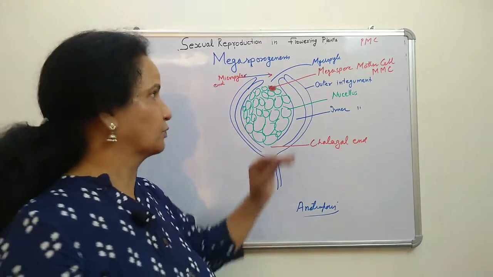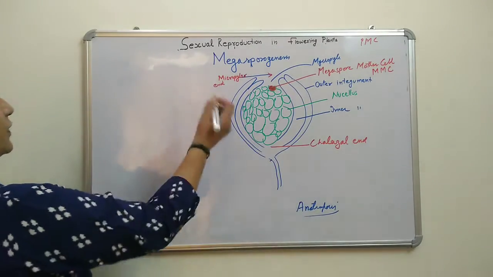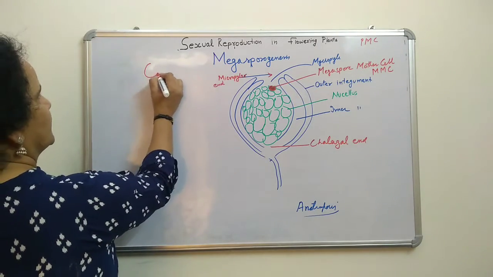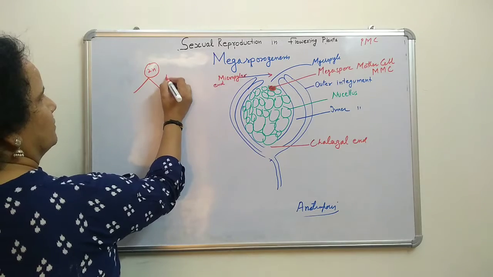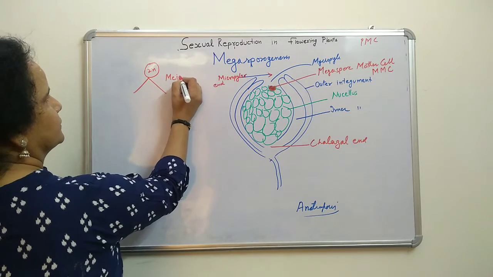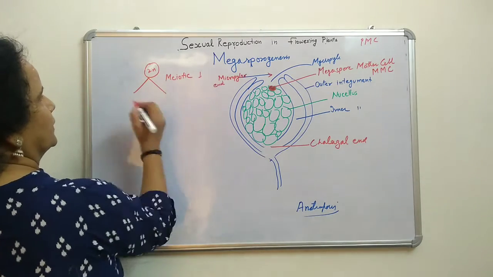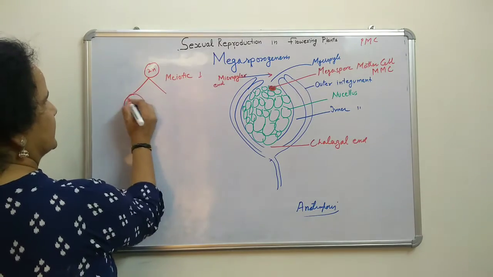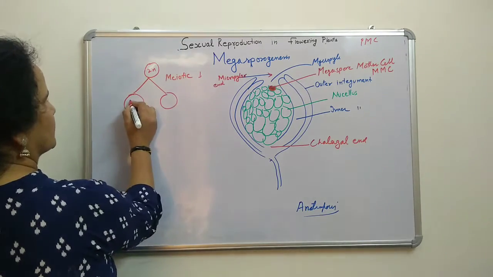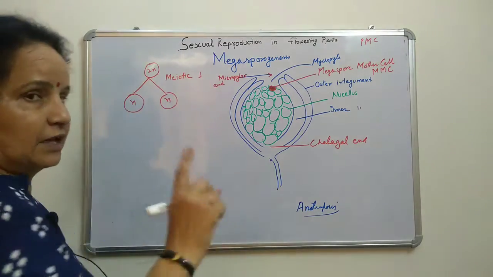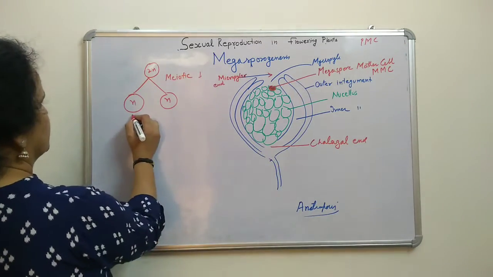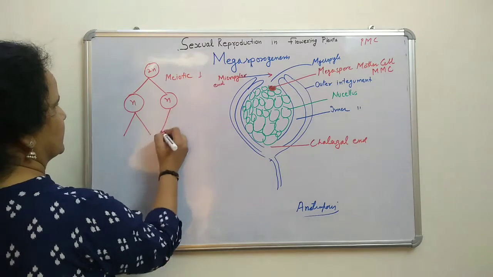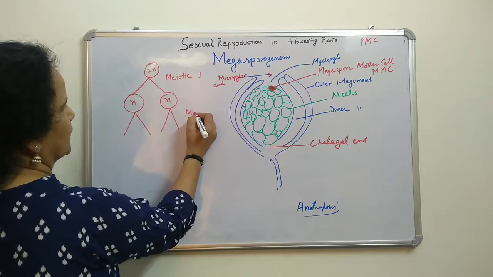Is it clear? So now what will happen there? First the sporogenous tissue, which is 2N, will go through the first meiotic division, meiosis 1. Then we have 2 daughter cells that are haploid, same as we have done in microsporogenesis. Then the second meiotic division will take place.